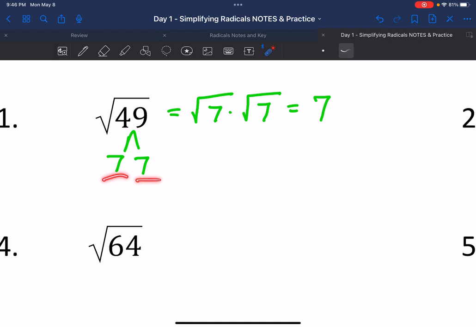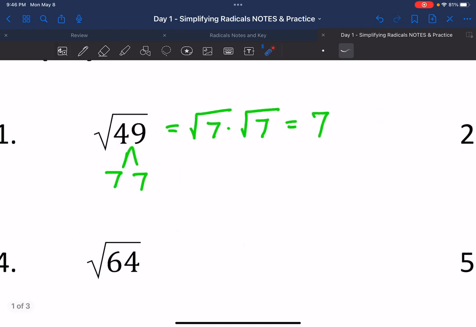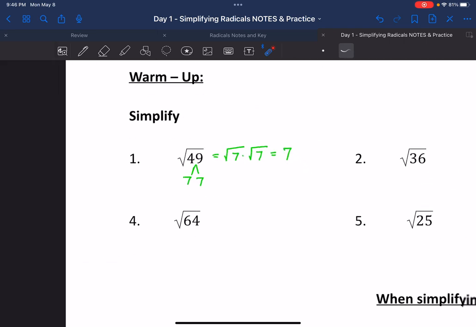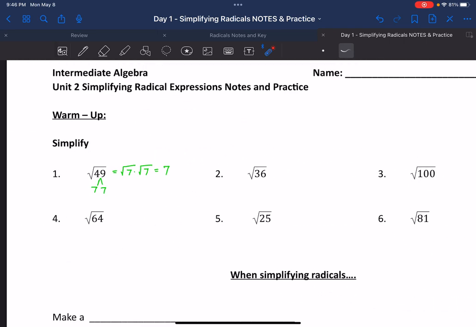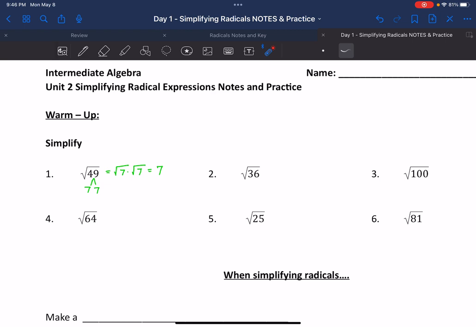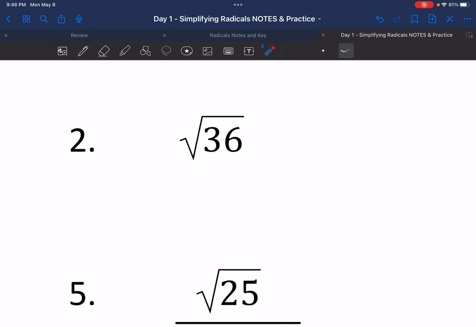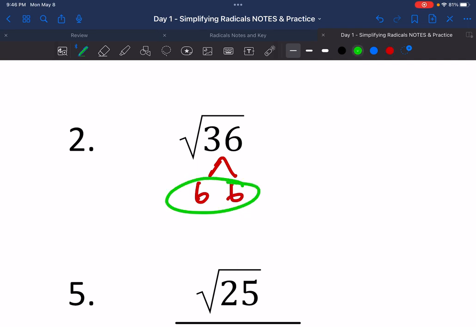Now, the one thing you're going to notice about 49 is that it's a perfect square, meaning that I have two numbers that are exactly the same and it works out to just a number. You are going to notice the same thing for all 1 through 6. They are perfect squares. So let's look at 36. If you were to look at your factor tree and split this out, what two numbers are the same that multiply to get 36? Well, it's a perfect square, 6 times 6. Look at that. I have a buddy. It can come outside of jail. So the square root of 36 is just 6.